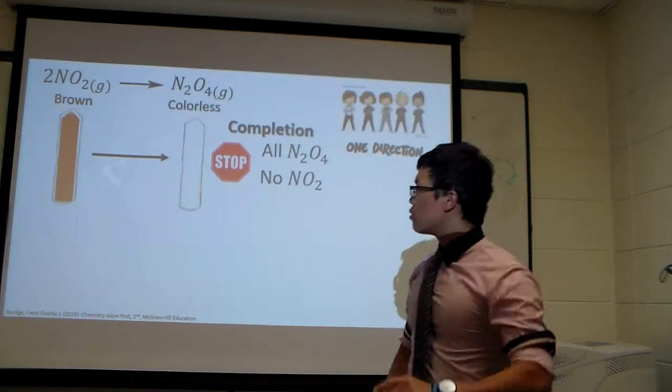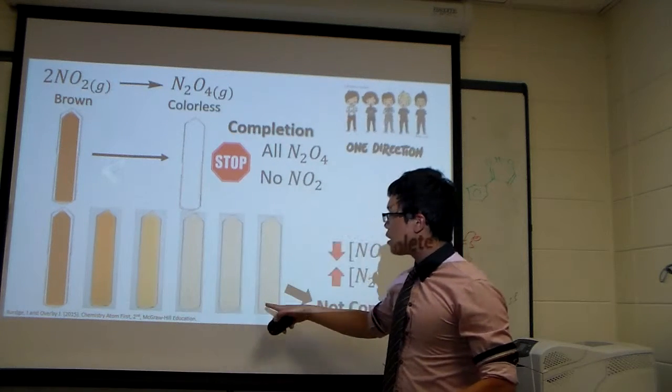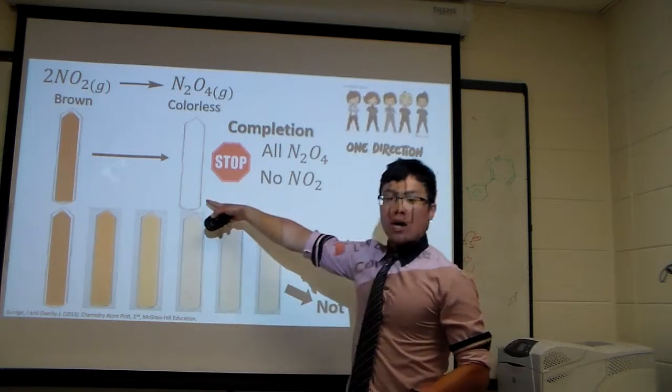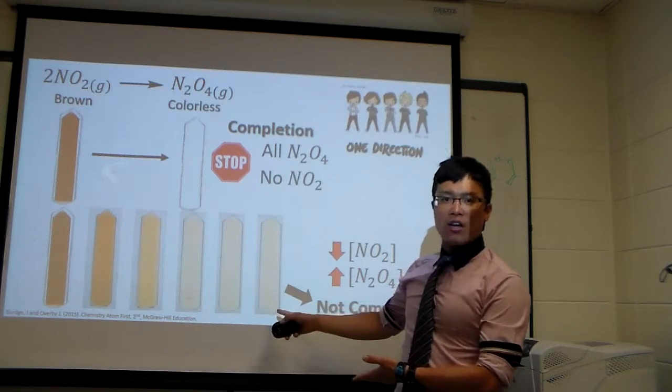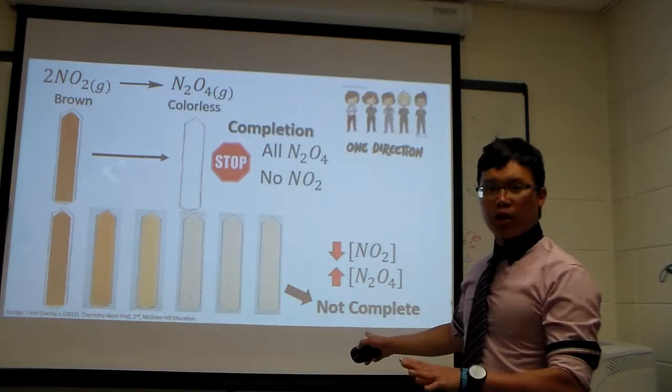What really happens? Take a look. Brown color gets lighter, lighter, lighter. It doesn't become colorless. You can see that. You see some color left, right? So they don't go to completion normally.